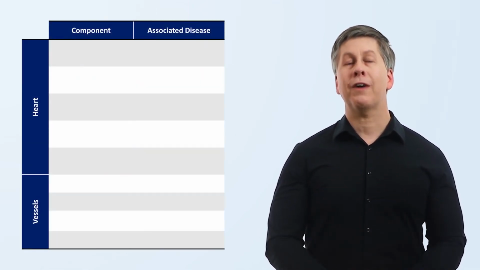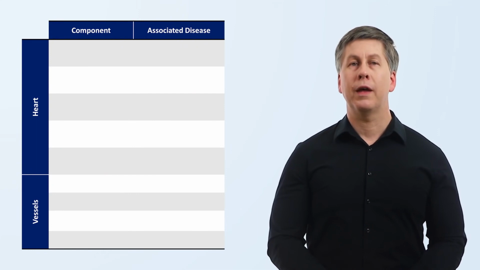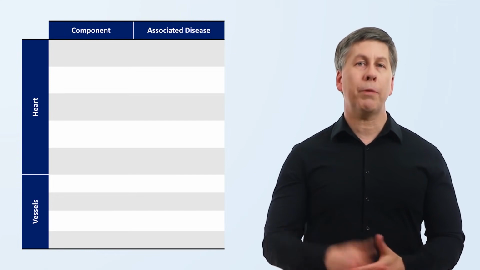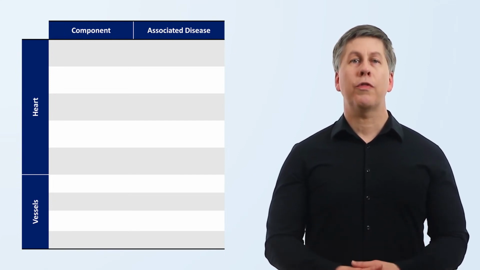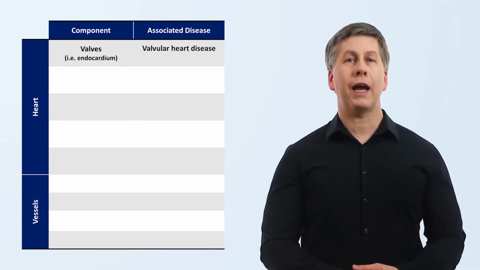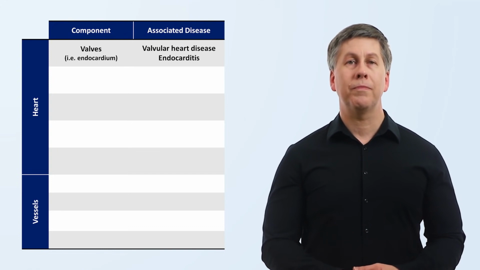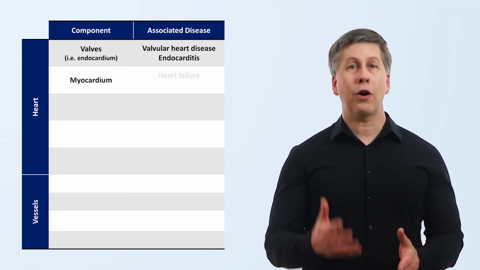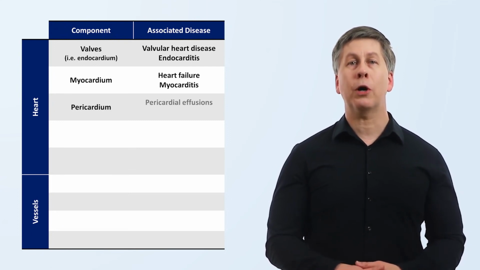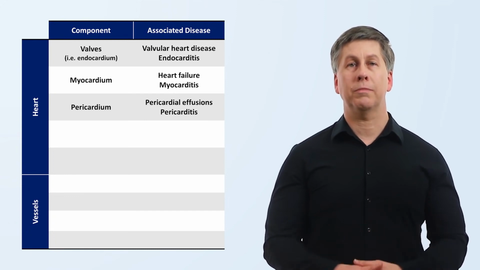To summarize what I've discussed so far, the cardiovascular system can be very broadly considered a collection of 9 functional components, 5 in the heart and 4 in the periphery. And pathologic conditions of the system can usually be mapped to just one of these components. For example, the heart is made up of the valves, which are affected by valvular heart disease and an infection called endocarditis. The myocardium, which is affected by heart failure and myocarditis. The pericardium, which is affected by pericardial effusions and pericarditis.